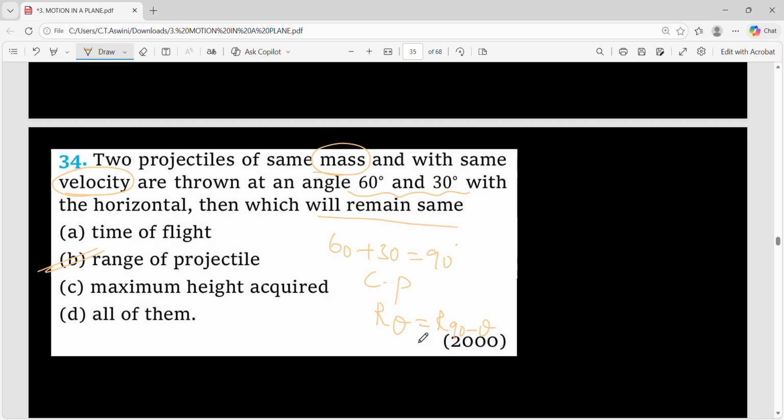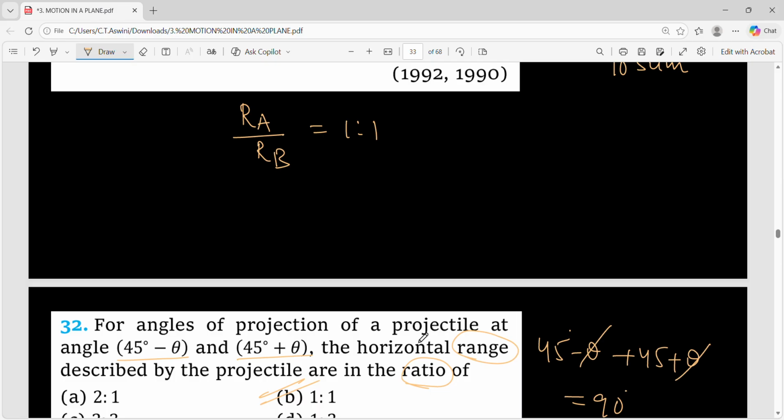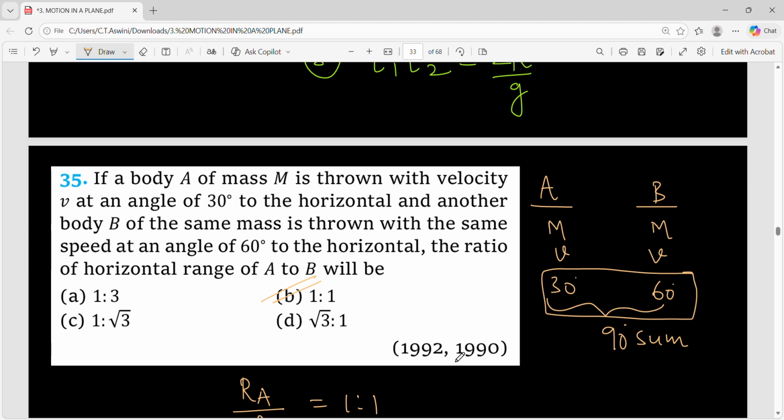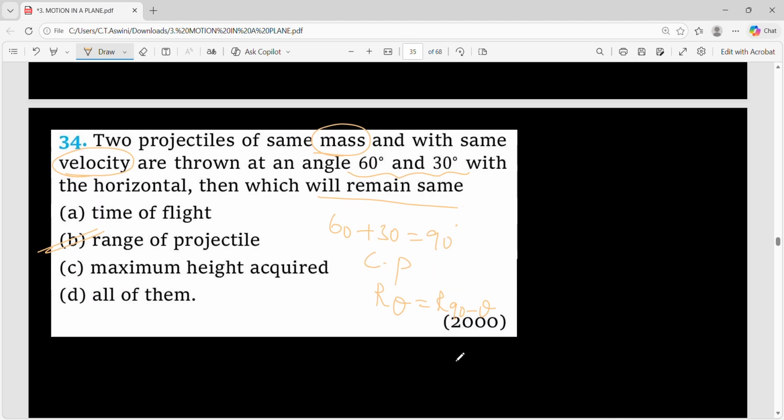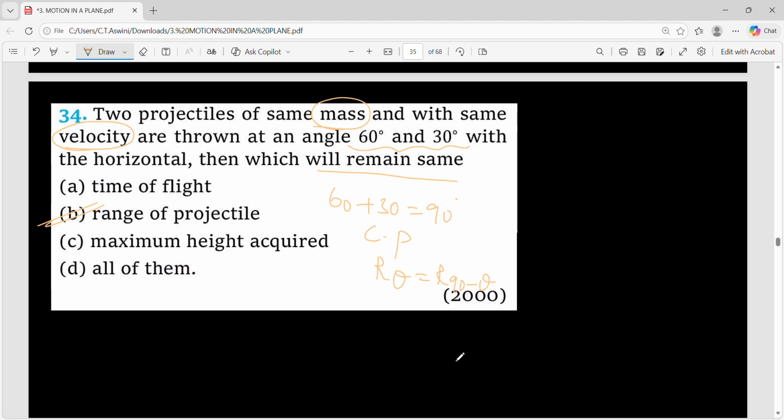You have seen, right? Today we have discussed that most of the questions are directly formula based. And one more important result: for complementary angles, the range remains the same. This is a very common exam question. You can see 3 questions are there on this: 1990, 2006, 2000. So revise these questions once again and try to practice similar questions from your end.